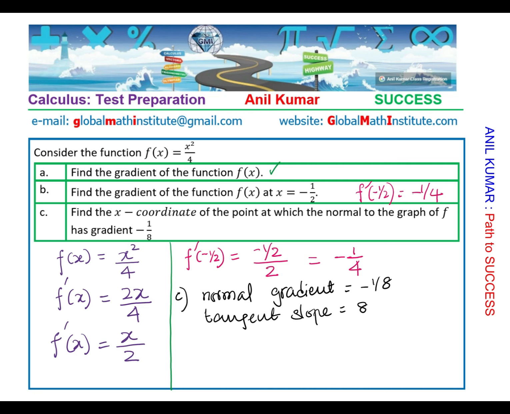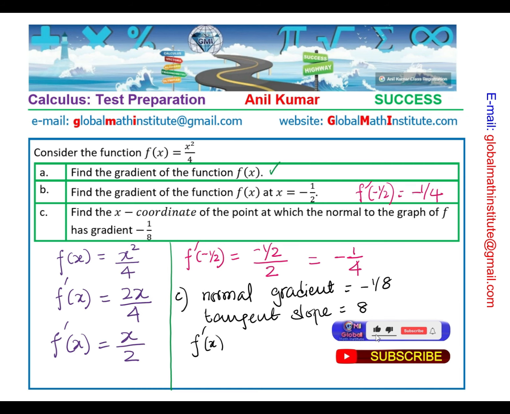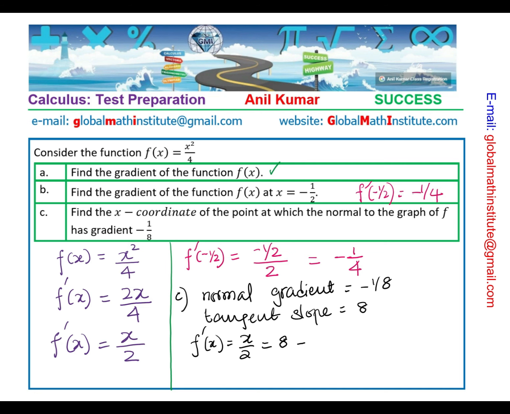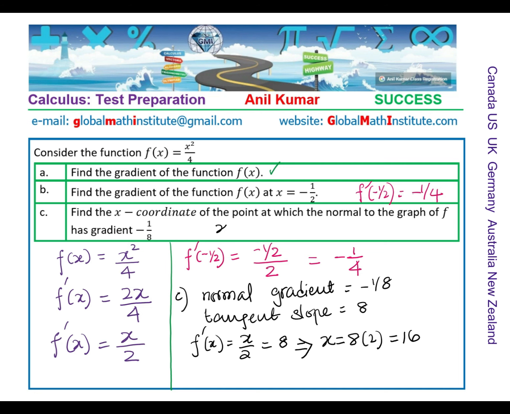Negative reciprocal. So basically, we'll equate the derivative of the function, which is x by 2, to 8 and find the value of x. That's what it means. You get the whole idea, right? Solving this, we get the value of x as 8 times 2, which is 16, right? So that becomes the x coordinate of the point. So here we'll write x equals 16 as our answer.